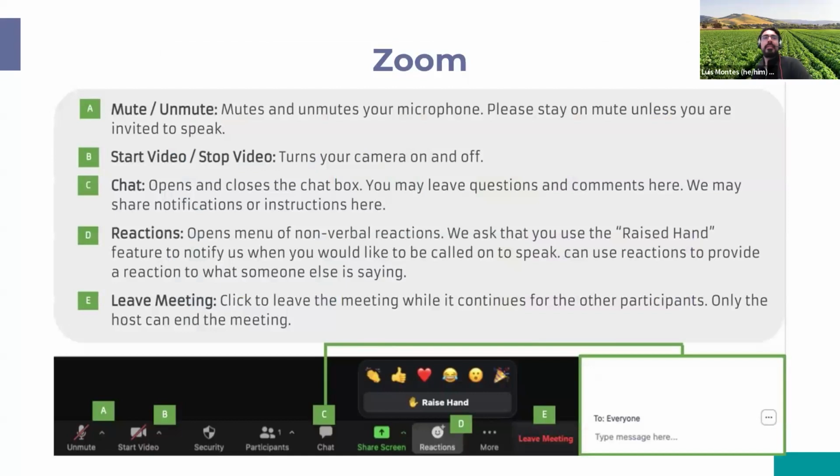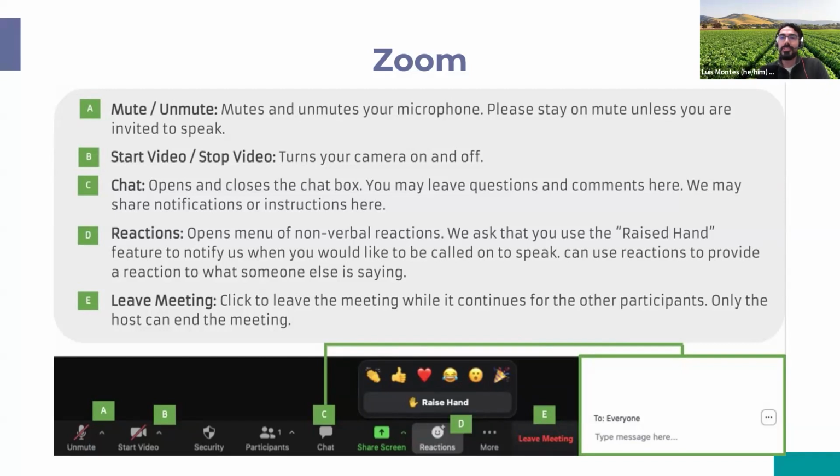Awesome. Thank you, Frida. Now, before we get started, I do want to go over just some Zoom functions to make sure we are all familiar and on the same page. So first up is the mute and unmute button at the bottom left of your screen. Please stay on mute unless you are invited to speak or if you raise your hand. There's the start video and stop video, which turns your camera on and off. There's the chat function, so you can open and close the chat box.